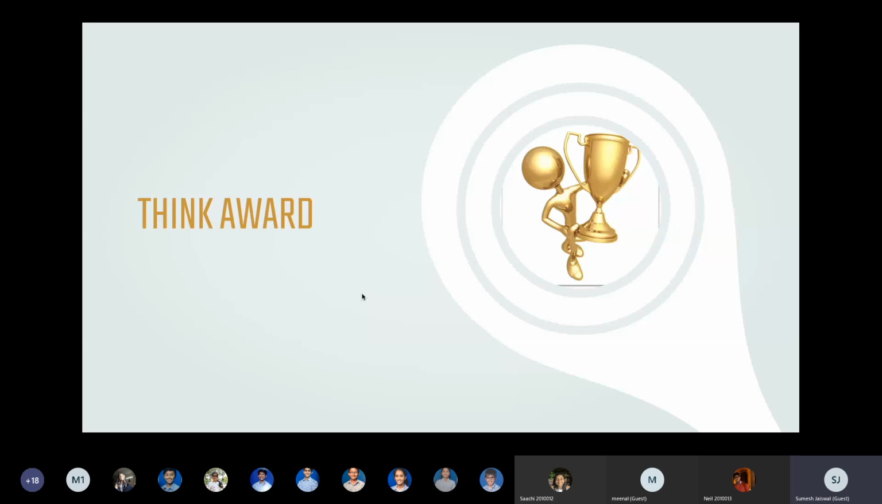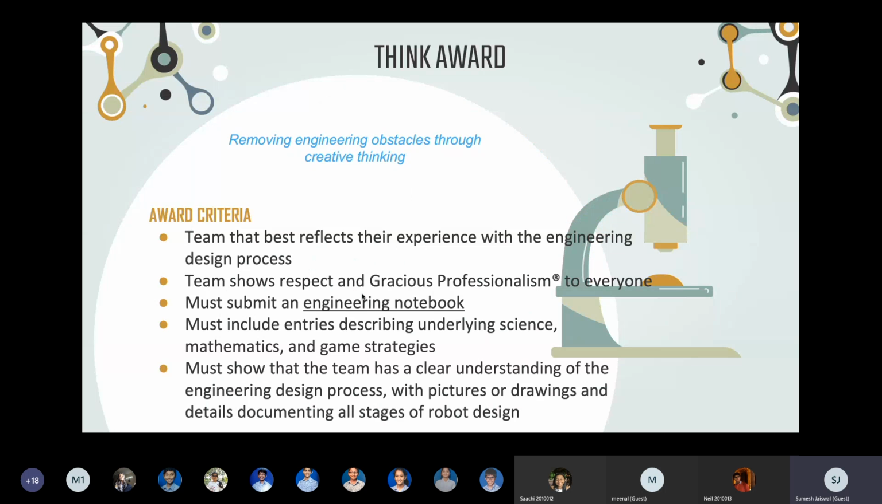So we'll begin with the Think Award. The theme of the Think Award, or the philosophy behind the Think Award, is removing engineering obstacles through creative thinking. So that's why it's called the Think Award. And the whole idea behind this award is the judges want to see how good the teams are when it comes to adopting the engineering design process.